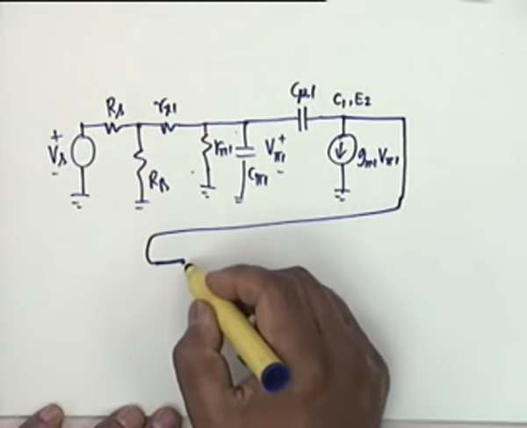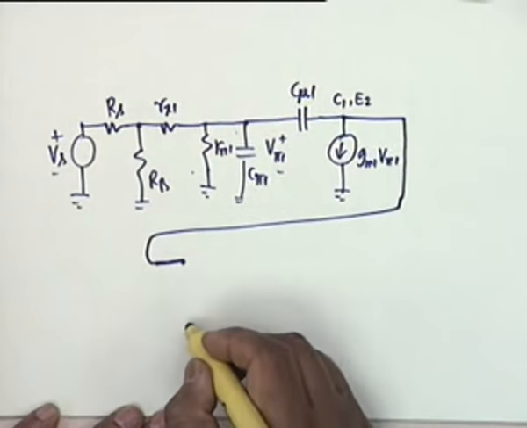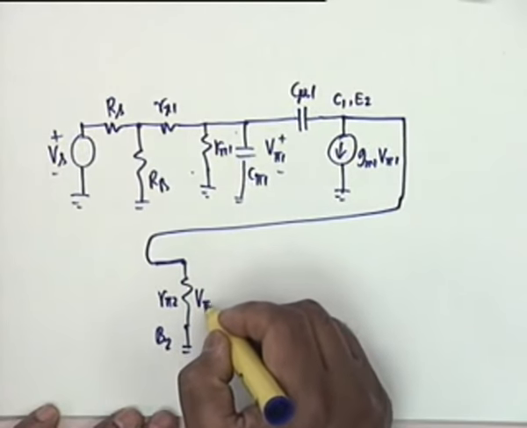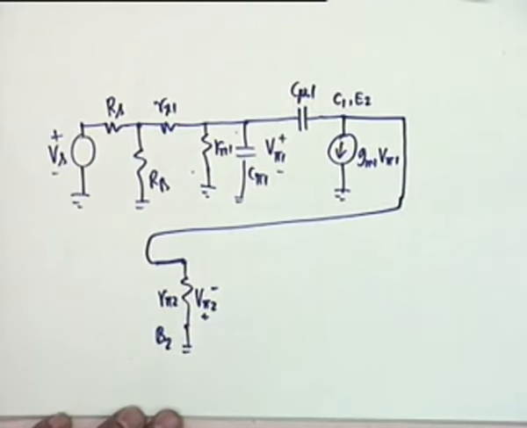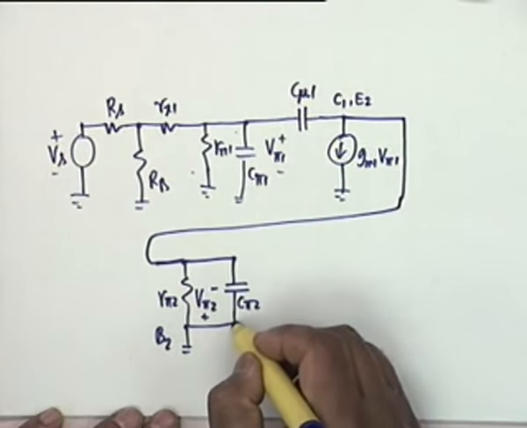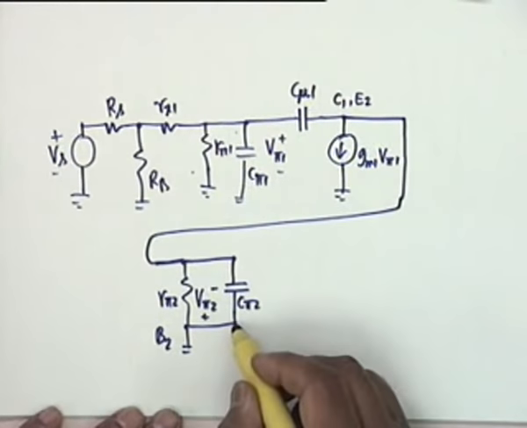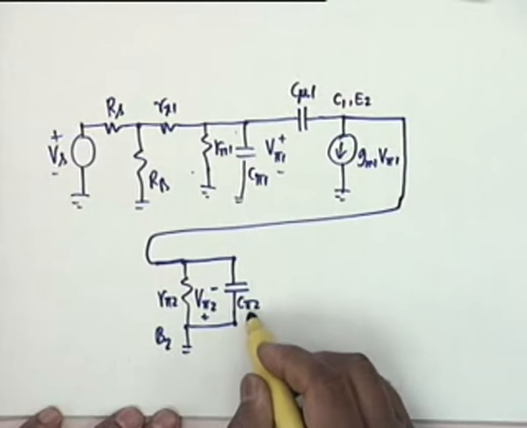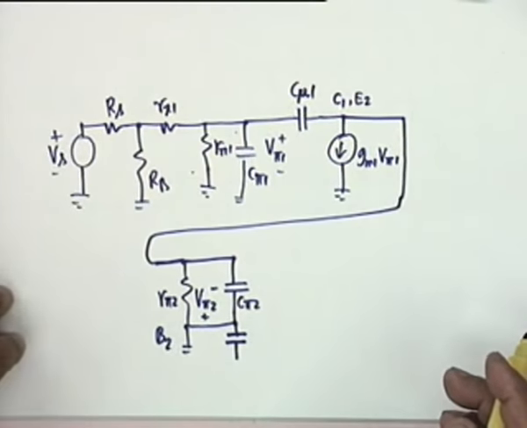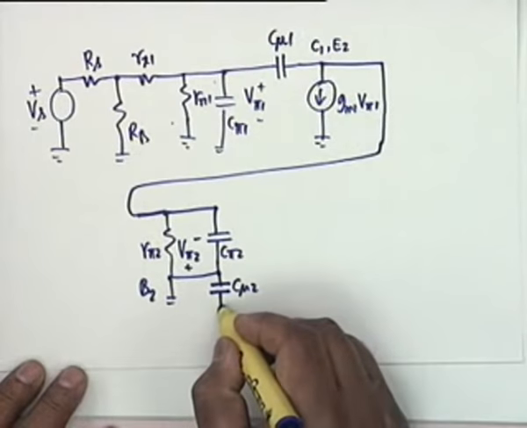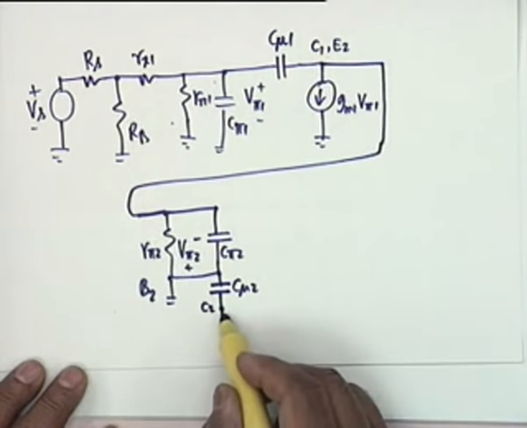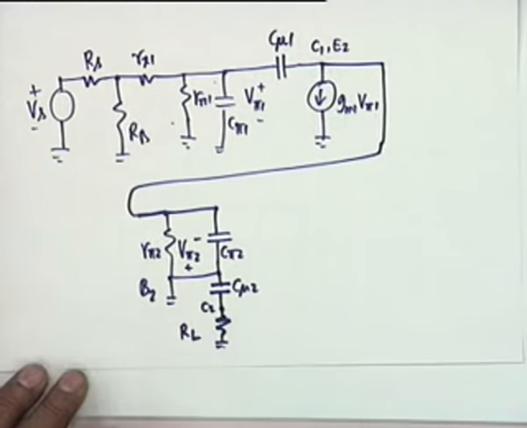Don't make a mistake. From base 2, which is ground, there shall be a resistance of R pi 2 with the voltage V pi 2 of this polarity. Agreed? Then from R pi 2 there shall also be a capacitance C pi 2 which you have been talking about. Alright. Then this is base 2. From base 2 to collector 2 you shall have a capacitance of C mu 2. This is collector 2, C2. And from collector 2 to ground, you shall have a resistance of RL. Alright?